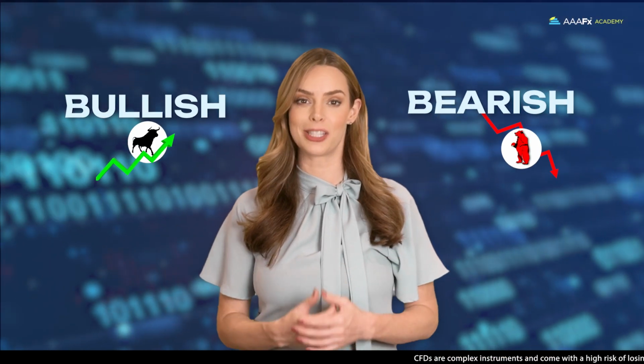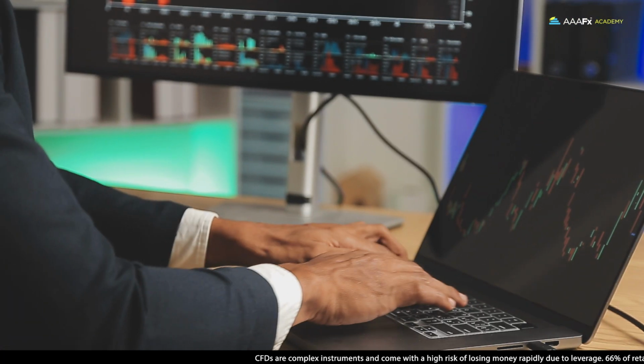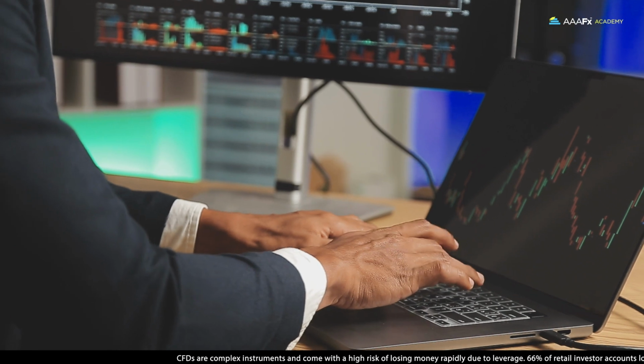Are you aware of the bullish and bearish trends on the Forex market? Do you know how to identify them and how to trade effectively in both types of markets? Trading Forex is like being in a zoo. You're either riding a bull or you're wrestling a bear.